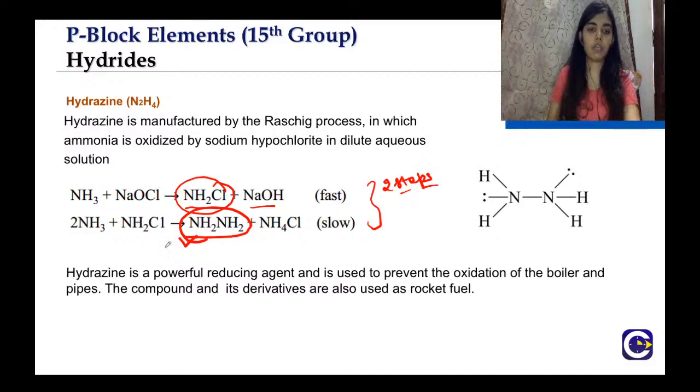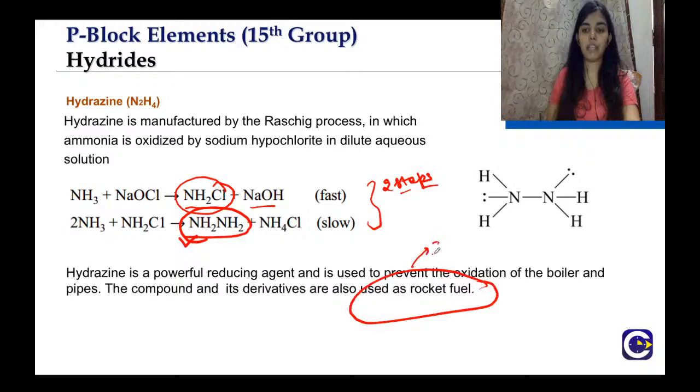Raschig process. Okay. So hydrazine is a powerful reducing agent and it is used to prevent the oxidation of boilers and pipes, right. The compound and its derivatives are used as rocket fuel. This is an important use of hydrazine. And the structure is also very important. Can you see here the structure? Nitrogen is forming 3 bonds, 1 lone pair, 3 bonds, 1 lone pair. So N2H4.